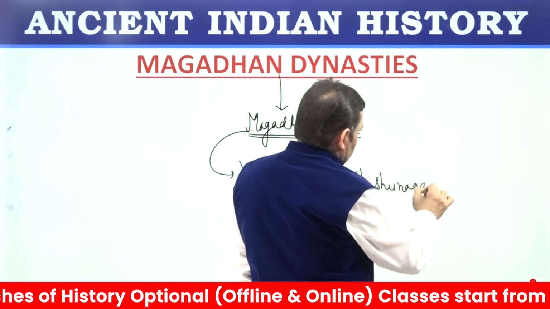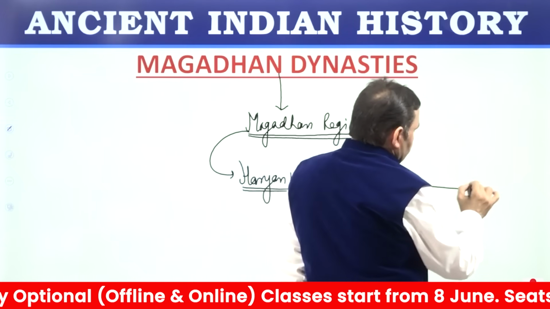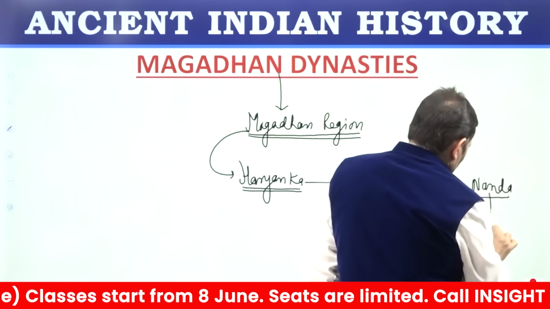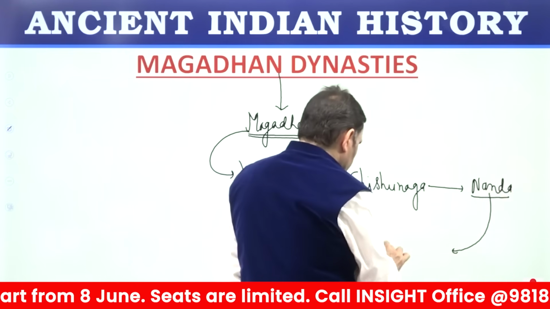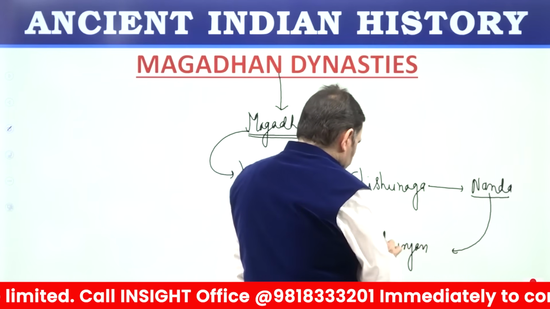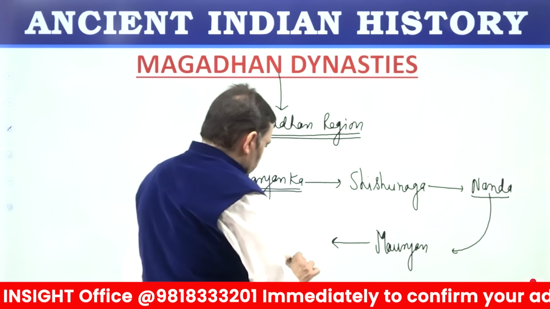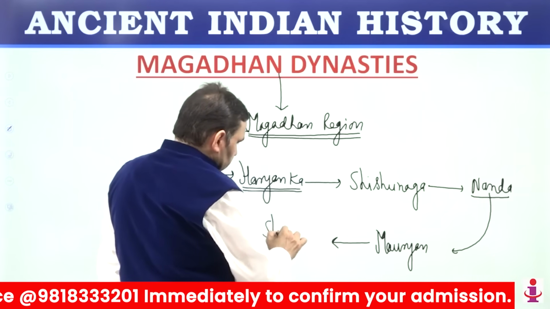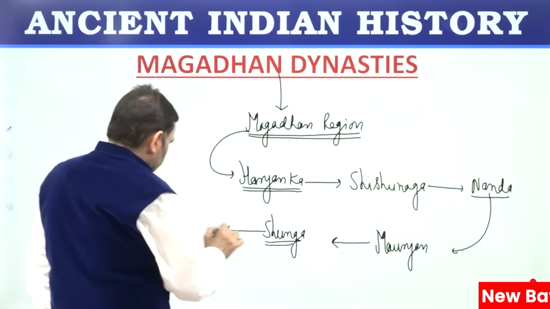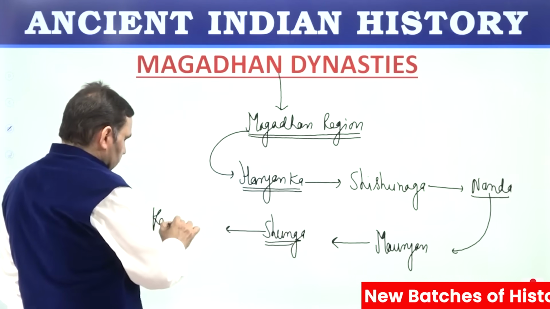founded by Shishunag, followed by Nanda dynasty, founded by Mahapadam Nanda, followed by Mauryan dynasty, founded by Chandragupta Maurya, followed by Shunga dynasty, founded by Pushyamitra Shunga, followed by Kanva dynasty, founded by Vasudeva Kanva.